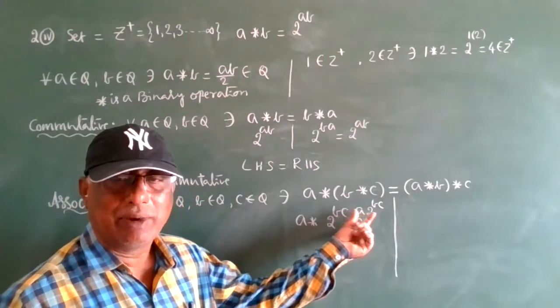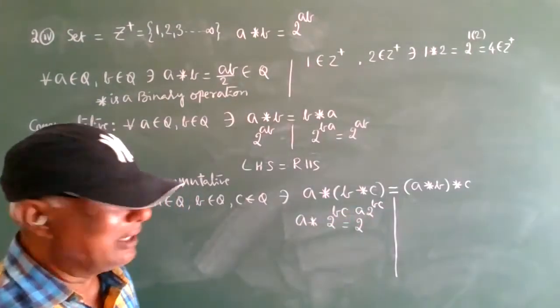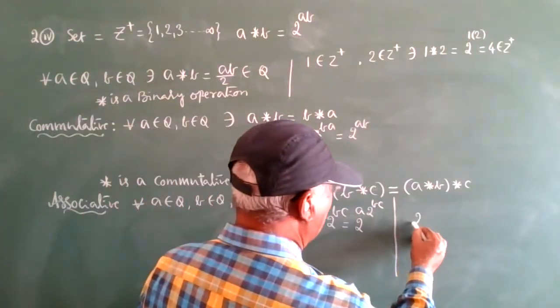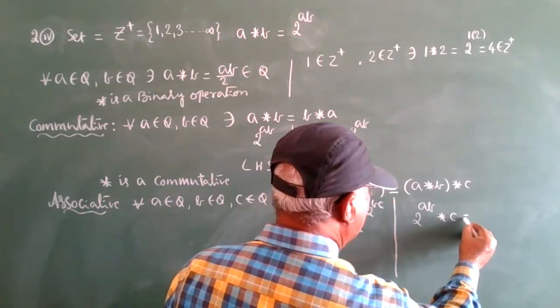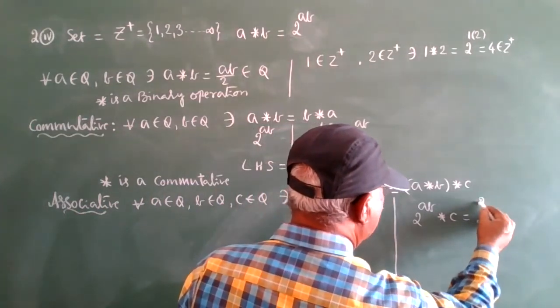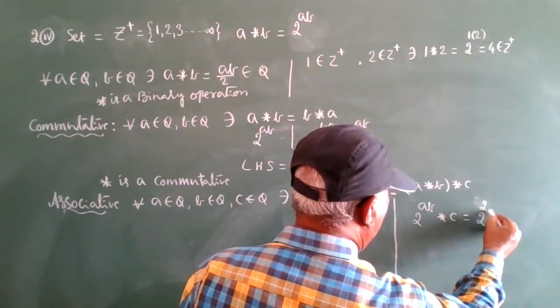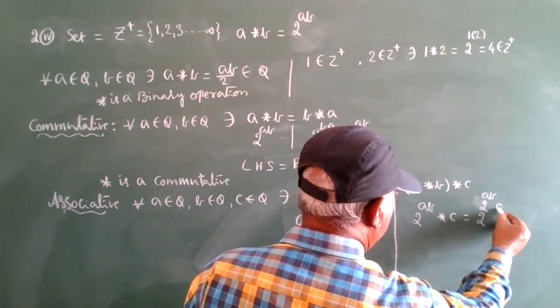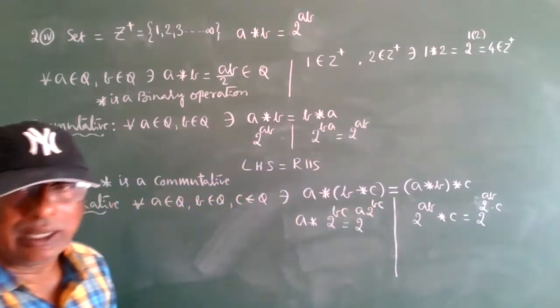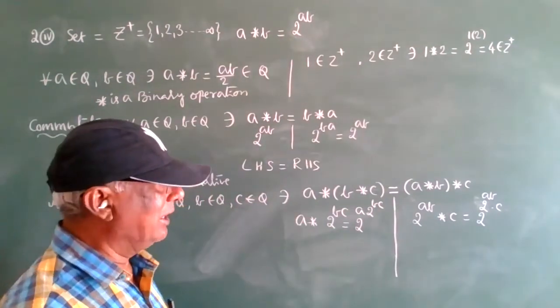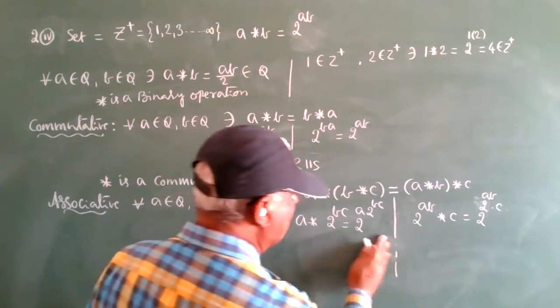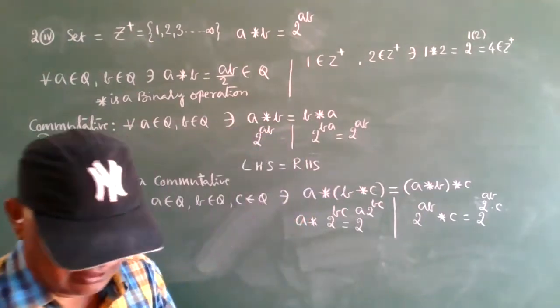Okay? First element into second element. Here we have 2 power of A*B*C. This can be written as 2 power of first element, 2 power of AB into C. But both are not equal. Both are different. Therefore, LHS is not equal to RHS.